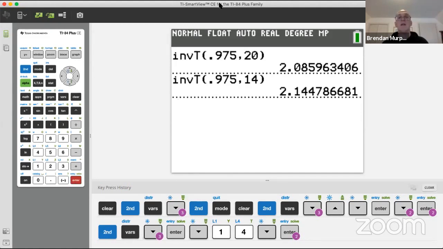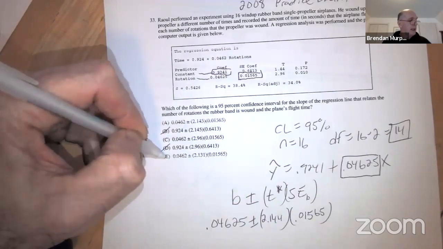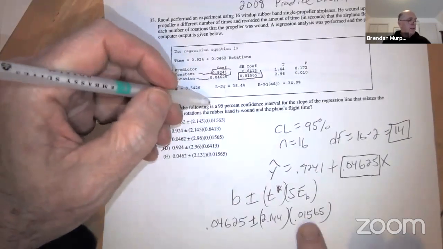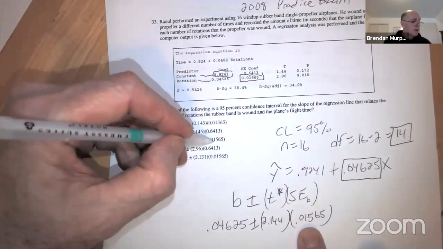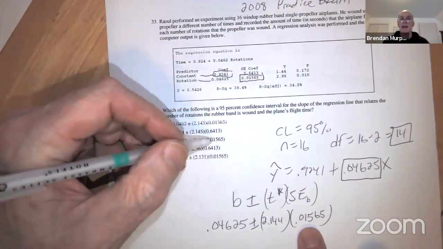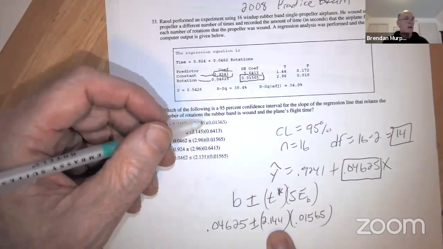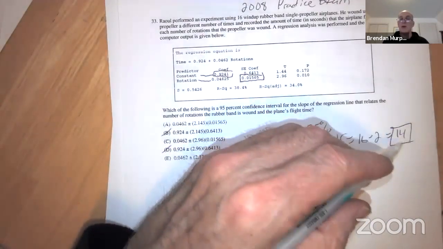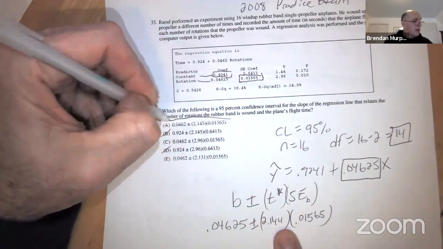So let's go see if we can figure out what's the correct answer here. So we had it down to A, C, and E. We did say that my standard error was 0.01565. Well, this one has 0.01. Okay, so I can't eliminate anything there. We did say that my critical t-value based upon 95% confidence and 14 degrees of freedom was 2.144. And so I think the answer is A.